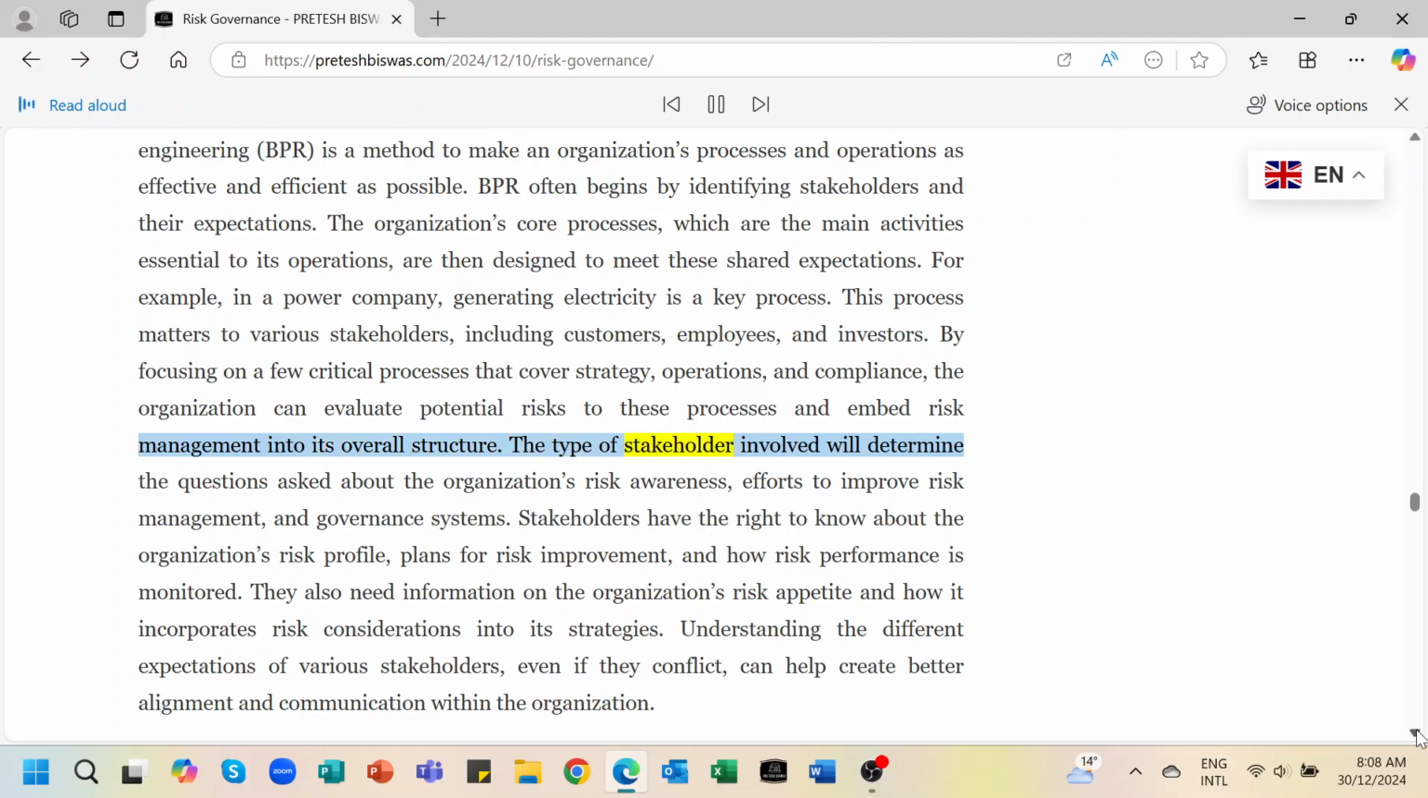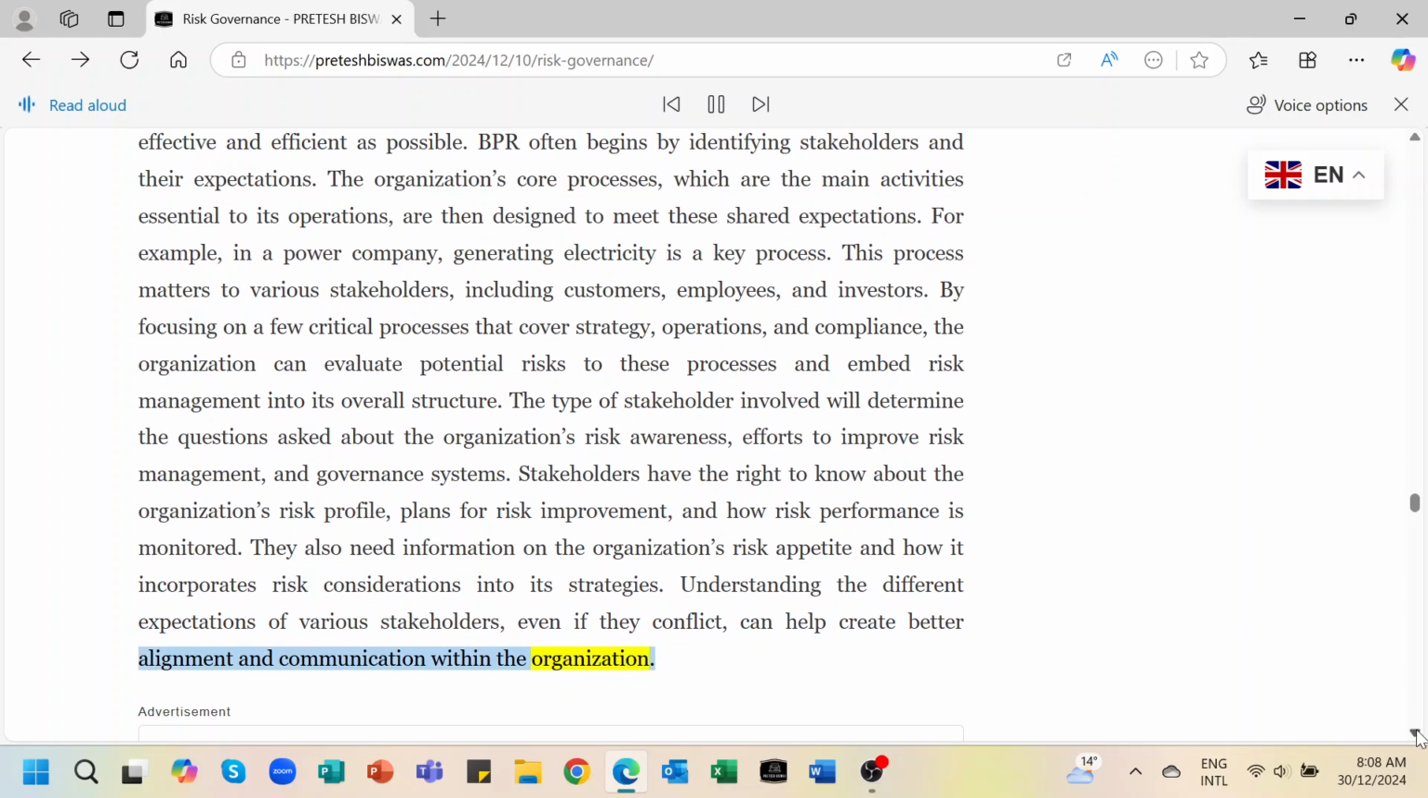The type of stakeholder involved will determine the questions asked about the organization's risk awareness, efforts to improve risk management, and governance systems. Stakeholders have the right to know about the organization's risk profile, plans for risk improvement, and how risk performance is monitored. They also need information on the organization's risk appetite and how it incorporates risk considerations into its strategies. Understanding the different expectations of various stakeholders, even if they conflict, can help create better alignment and communication within the organization.